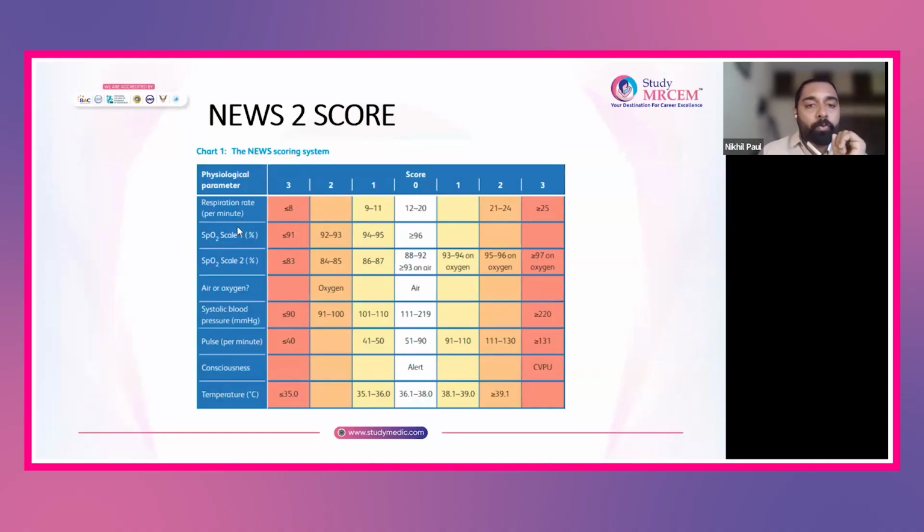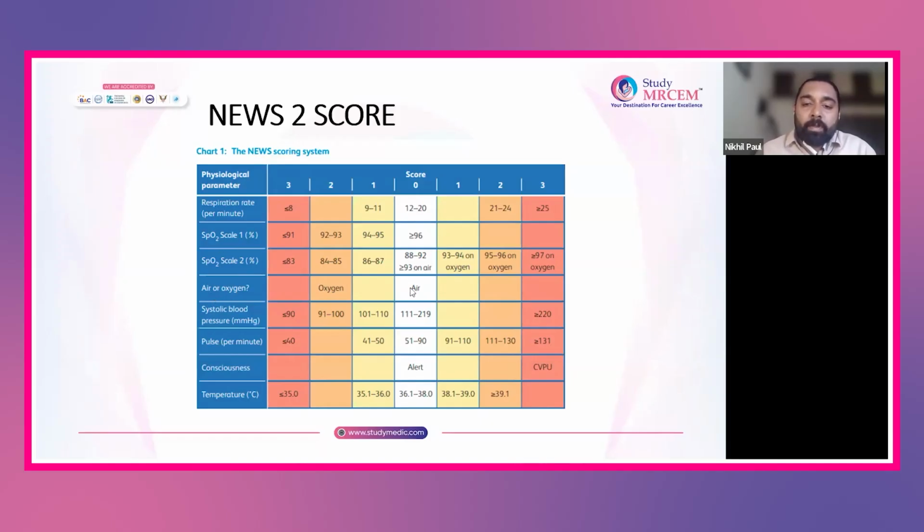Now let's see the components of NEWS 2 score. Here we have respiratory rate, as you can see, ranges from 0 to 3, and on both sides. Then you have respiratory rate, that is the first parameter. We have oxygen saturation. There are two scales, scale 1 and 2. Scale 1 is for normal patients, scale 2 is for hypercapnic respiratory failure patients, like, for example, COPD patients. So where the expected SpO2 is around 88 to 90%. So you cannot score them like the normal patient. So there are two scales over here.